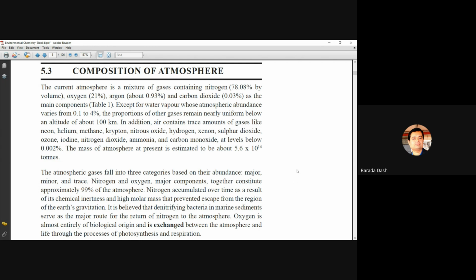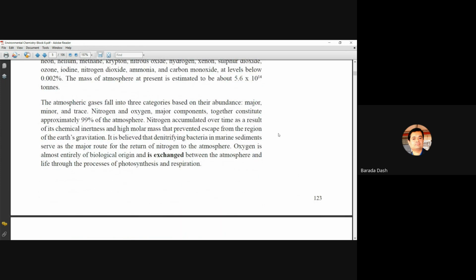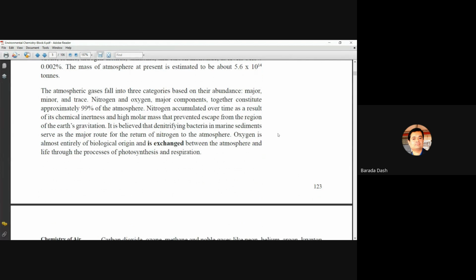So basically, there are different gases: water vapors, oxygen, nitrogen, argon, and other gases. The major gases are oxygen, 21%, and nitrogen, 78%, and carbon dioxide 0.03%, and all other gases are present in minor quantities. The atmospheric gases fall into three categories based on their atmospheric abundance: major, minor, and trace.